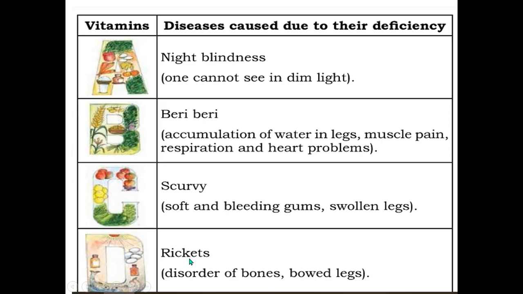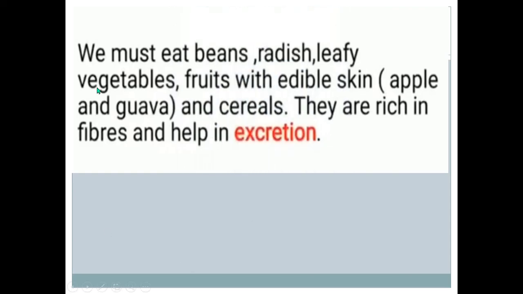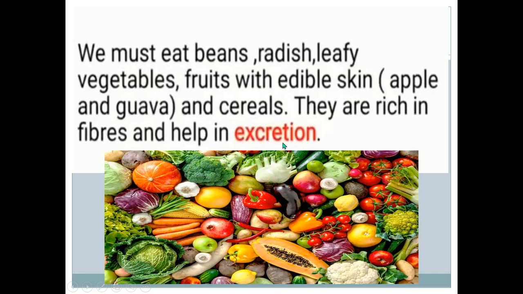Okay, so we must have vitamin rich food in our life. Now, we must eat beans, radish, leafy vegetables, fruits with edible skin such as apple, guava and cereals. Okay, because they are rich in fibers. So we should have food rich in fibers also. Why should we have food rich in fibers? Because it helps in excretion. What is meant by excretion, children? Excretion means removal of waste products.